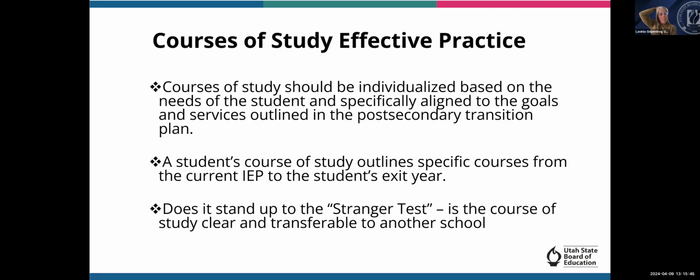And just some things to think about is, does it stand up to the stranger test? And what we mean by that is if the student moved from one school to another and there's just weird names for courses, would a new teacher be able to pick up that IEP and go, oh, okay, I know what to enroll the student in? Sometimes our charter schools have some interesting names for their courses. So just make sure that that is explicitly written out and stated in case there's confusion around that. And then courses of study should be individualized based on the student's needs and specifically aligned to those goals. And we kind of talked about that.